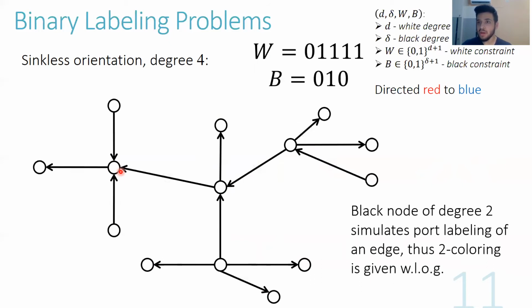So you see, although allowing the input to be a two-color tree might seem restrictive to our framework, it actually strengthens the expressiveness of the problems we can deal with.